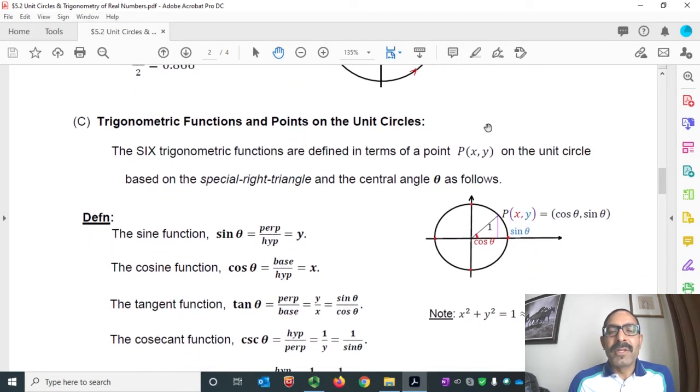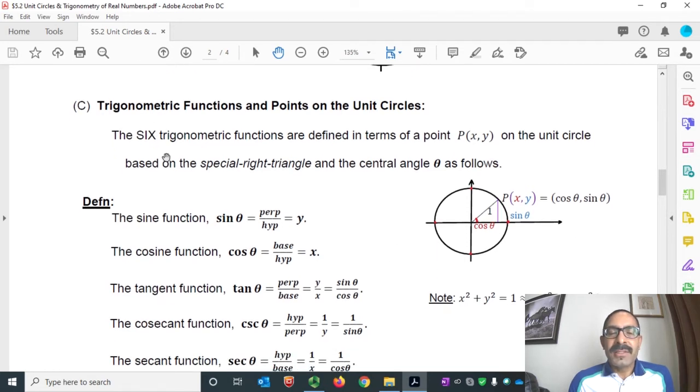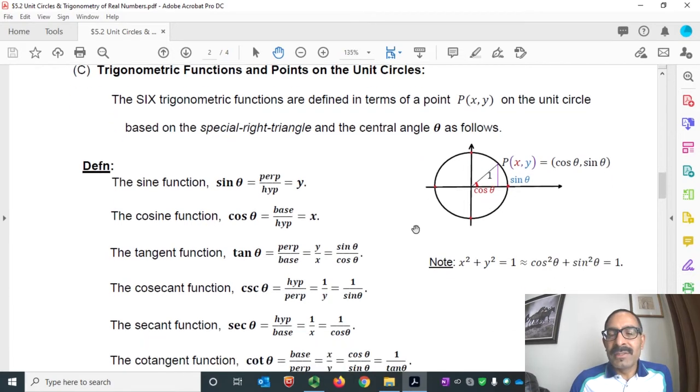Trigonometric functions and points on the unit circle. The 6 trigonometric functions are defined in terms of a point on the unit circle based on the special right triangles we discussed earlier, and the central angle theta as follows. So here this is the unit circle, and let's say the point is P(x, y), and the radius is 1, the angle is theta here. Then if you draw a perpendicular from P on the x-axis, this height is simply y and this base is simply x. Y corresponds to sine theta and x corresponds to cosine theta.